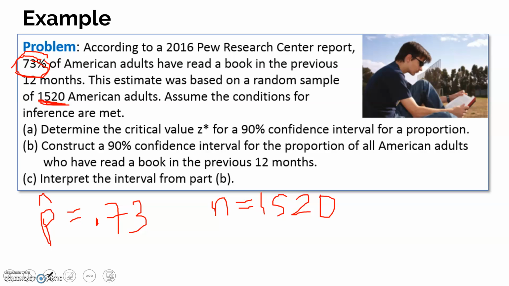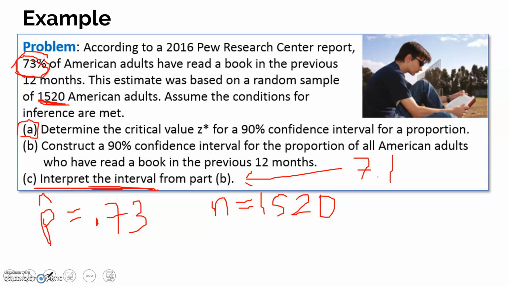All right, so for part A, we are going to determine the critical value Z star for a 90% confidence interval. So I showed you guys how to do that yesterday, but I'll show you again just to make sure you're all right on that. And then after we get our Z star, we're going to construct a 90% confidence interval for the proportion of all American adults who have read a book in the previous 12 months. And then lastly, we are going to interpret the interval, which is something you learned in chapter 7.1. We're going to interpret the interval, not the level, but the actual interval itself.